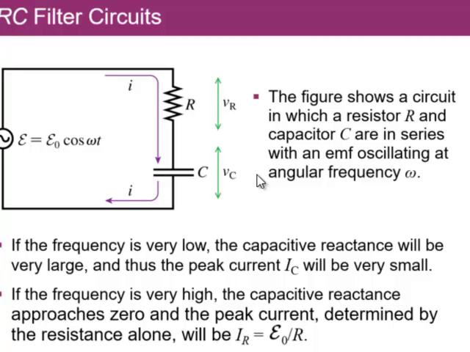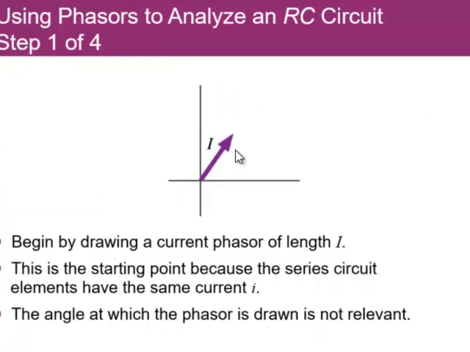So let's go to the phasors, and this will take a few steps. We want to see what the current is going to look like when compared to the voltage. So we begin by imagining a phasor. It doesn't matter what the angle is here. We'll adjust that in a moment. We will call the peak, the maximum current, I. We'll start with the current because all of these elements, the resistor and the capacitor, are in series, so they have the same current.